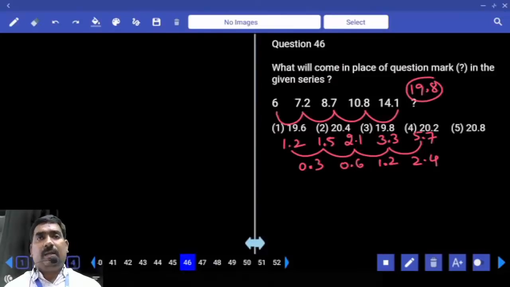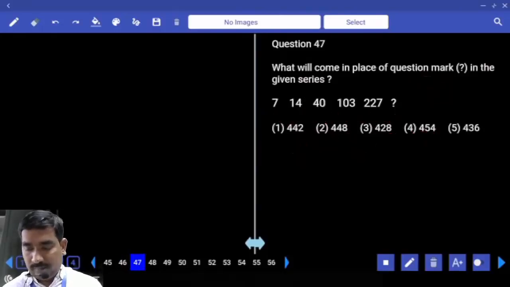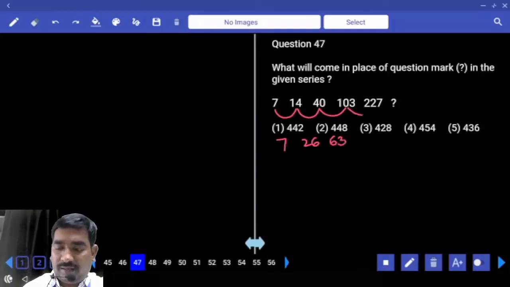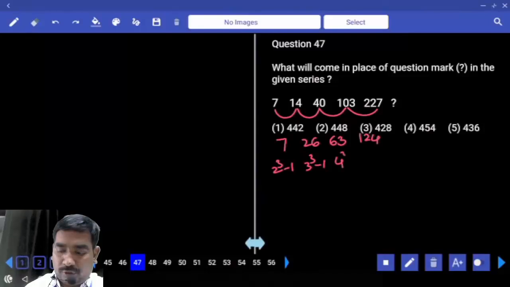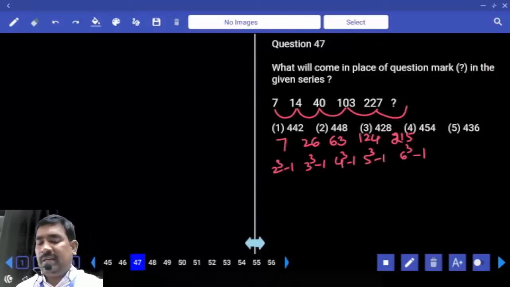The difference among the differences is double. Next series: 7, 26, 63, 124. 2 cube minus 1, 3 cube minus 1, 4 cube minus 1, 5 cube minus 1. Finally, 6 cube minus 1 means 215, or not? 227 minus 215, 442 is your answer.